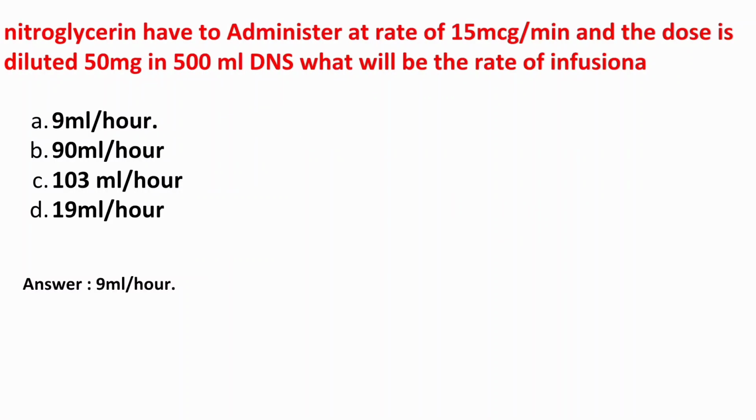Nitroglycerin has to be administered at a rate of 15 micrograms per minute, and the dose is diluted 50 milligrams in 500 milliliters D5W. What will be the rate of infusion? A. 0.9 ml/hour. B. 90 milliliters per hour. C. 103 milliliters per hour. D. 19 milliliters per hour. Answer: 9 milliliters per hour.